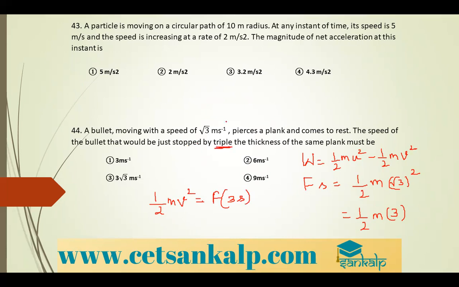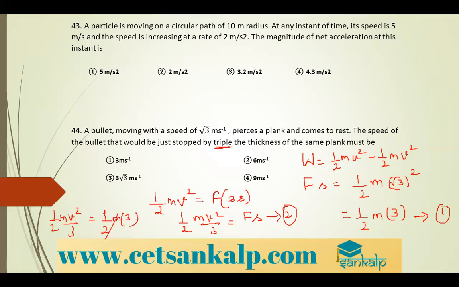Because if the thickness is triple, it becomes 3s. So I shift this 3 down. So half m v square by 3 is equal to Fs. This is equation 2 and this is equation 1. Since both are the same, half m v square divided by 3 is equal to half m 3. So half m cancels. So v square is equal to 9. So v is equal to 3 meter per second. So option 1.